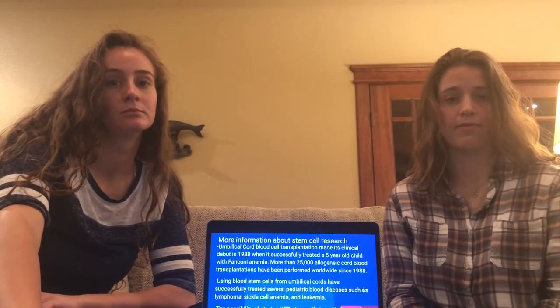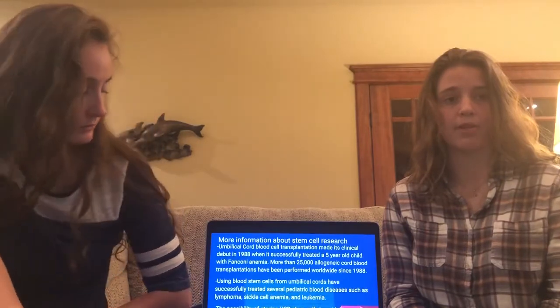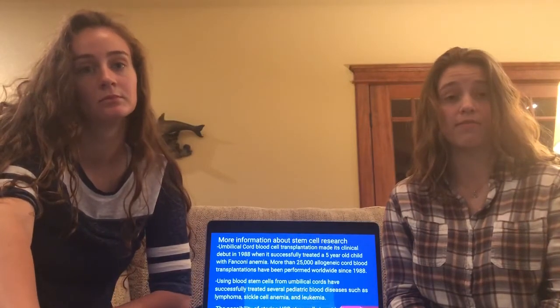Umbilical cord blood cell transplantation made its clinical debut in 1988 when it successfully treated a 5-year-old child with Fanconi anemia. Fanconi anemia is a condition that impairs bone marrow function, leading to a decrease in the production of all blood cells. More than 25,000 allogeneic cord blood transplantations have been performed worldwide since 1988.